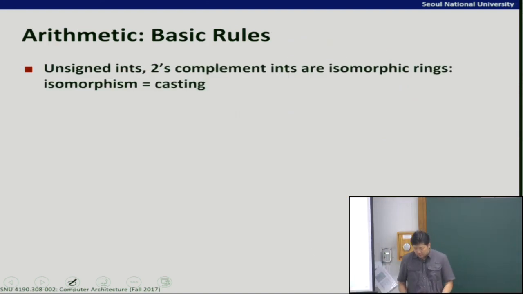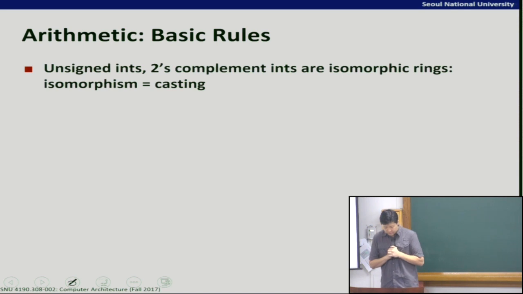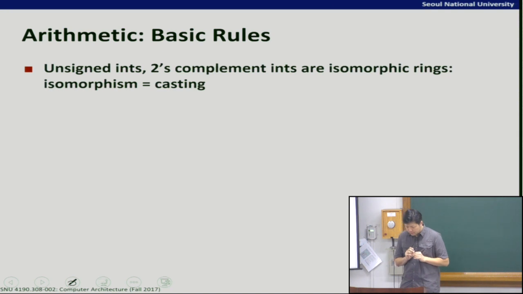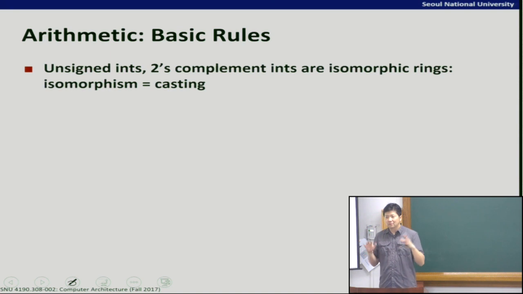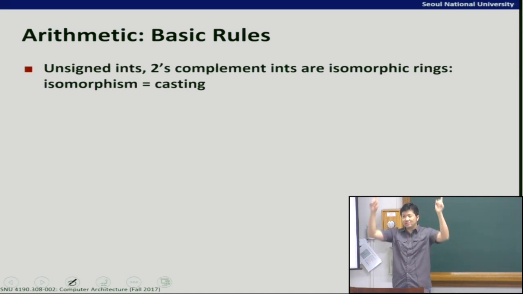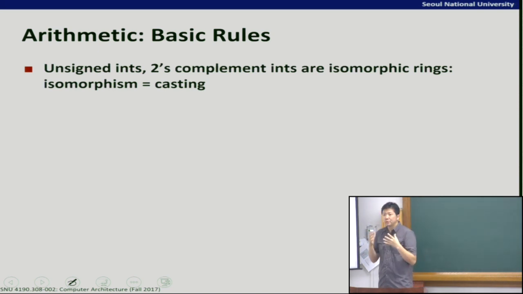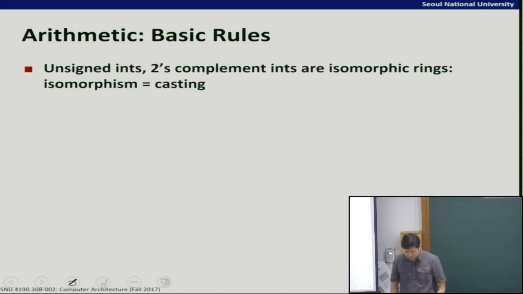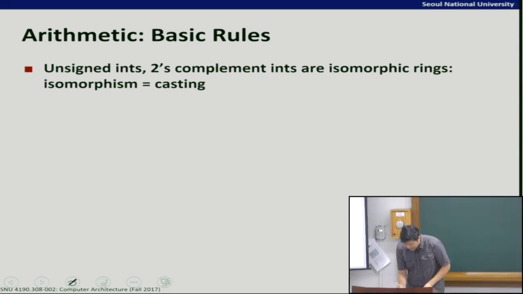Okay, so this is kind of what you already covered, but let's go over the basic rules of unsigned and two's complement arithmetic. Unsigned ints and two's complement signed ints are isomorphic rings. I mean, both are groups and there is a dependence between the two. If you have all the elements in the unsigned numbers, there will be a simple one-to-one mapping function between the two, and that mapping function is casting.